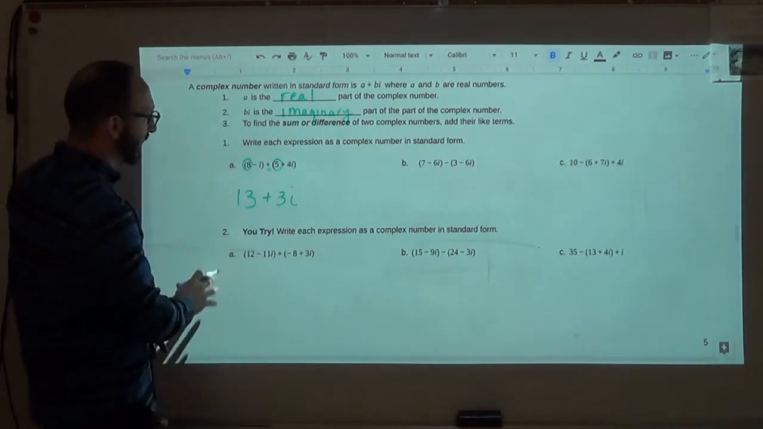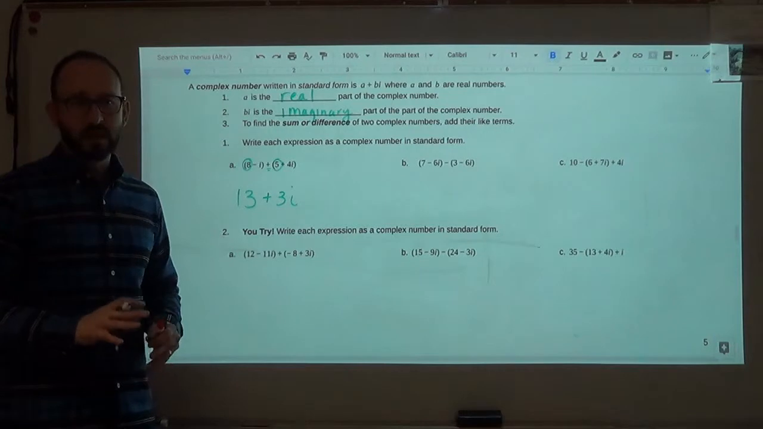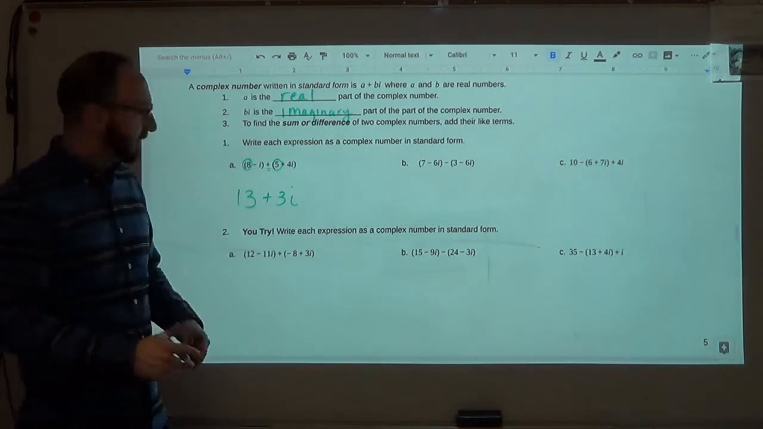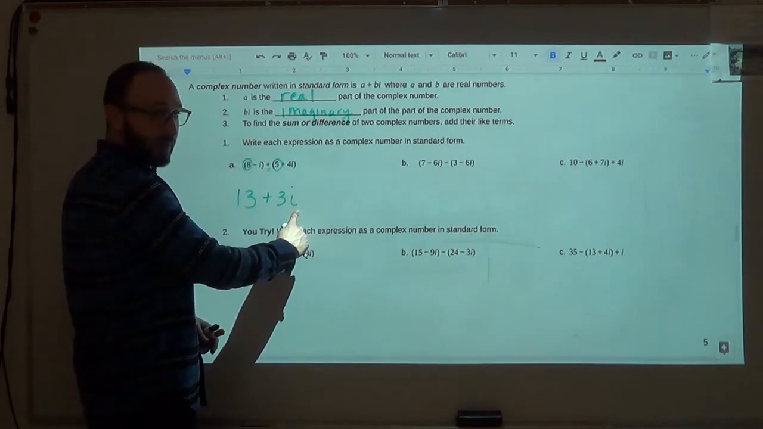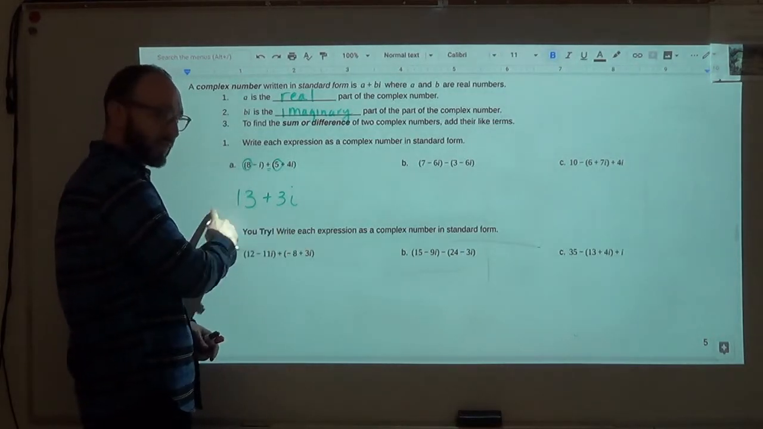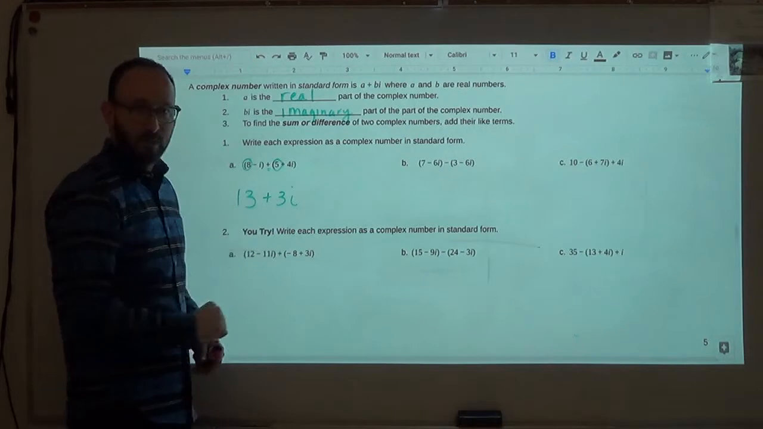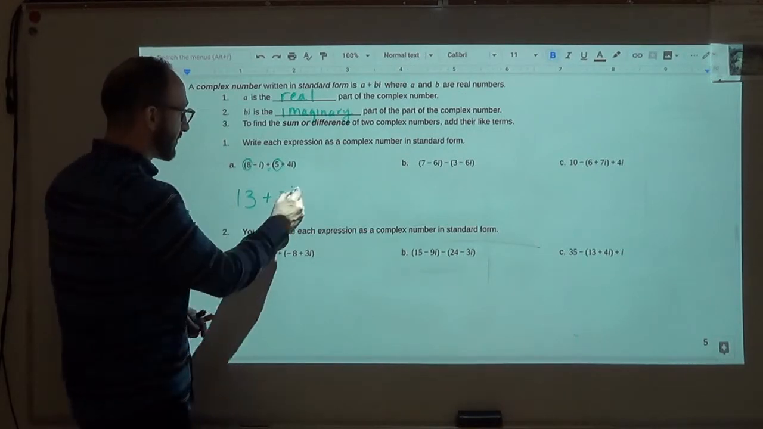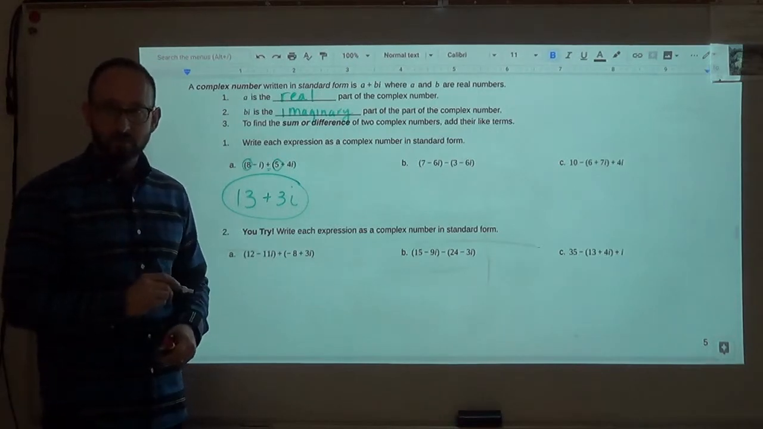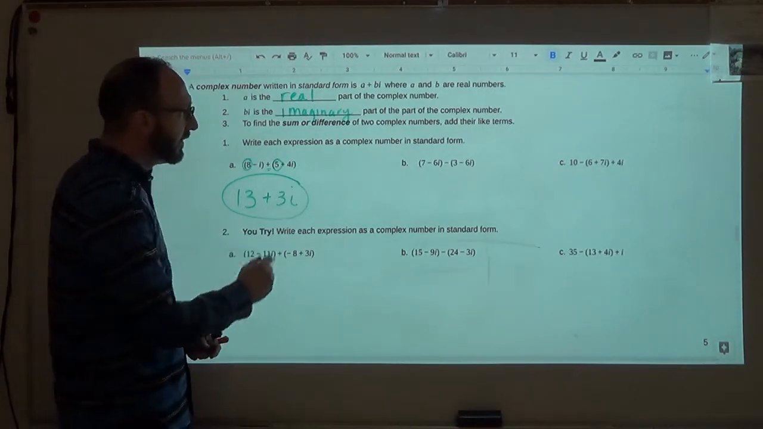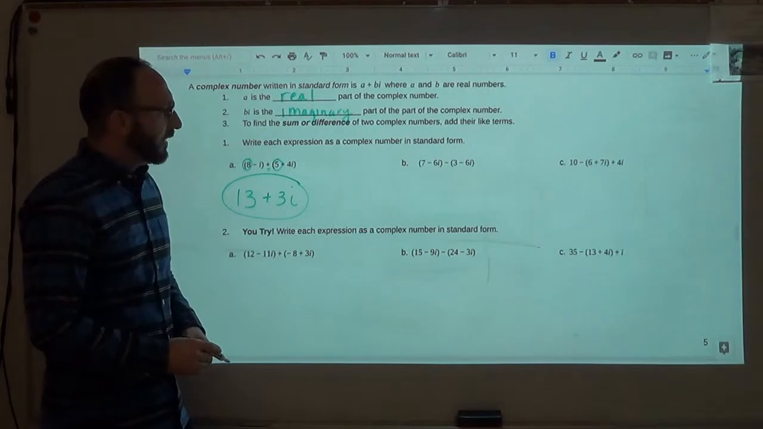Now, our final answer, let's take a look at that. Is that written in standard form? Yeah, we have the real part followed by the imaginary part. If you have the imaginary part first followed by the real part, just flip those and make sure your answer is represented in standard form. All aboard, yes or no? Yes. Okay.